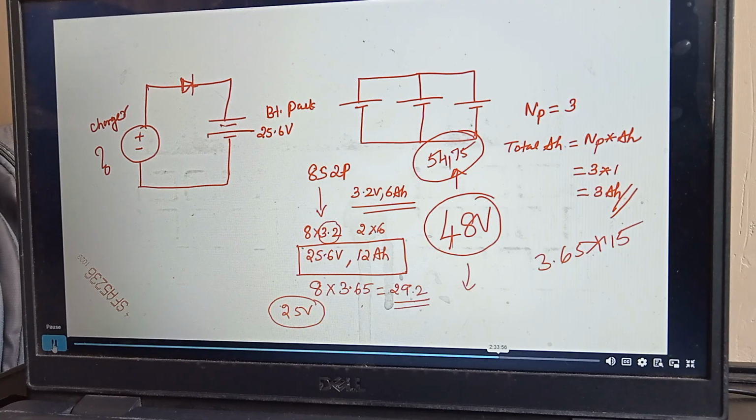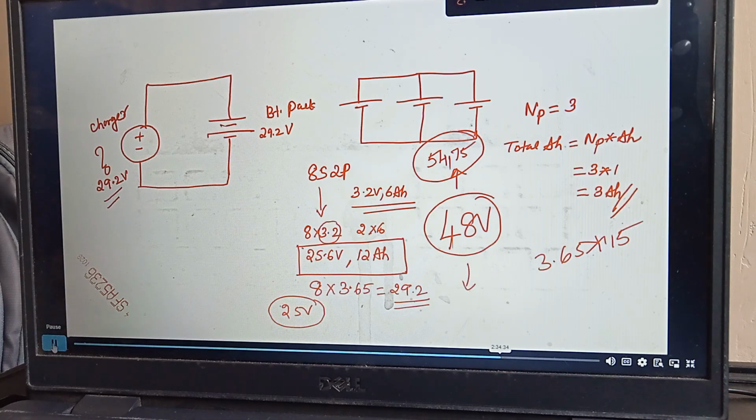It should be 29.2 or 30, whatever it is. But 29.2 is fine. Why is 29.2 fine? Because when the battery also reaches 29.2, then with both sides at 29.2, whether the current flows from charger to battery.